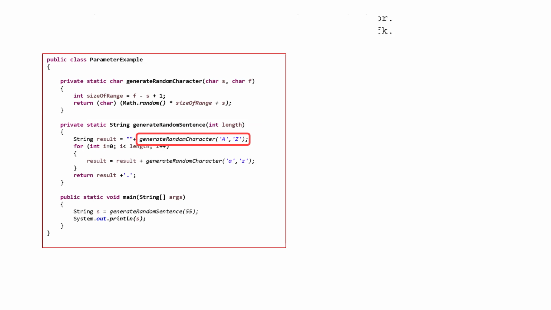Well, when we call that passing capital A and capital Z in, that's going to generate a random character between capital A and capital Z. So we're going to get some random capital letter. And when it passes in the lowercase a and the lowercase z, we're going to get a random lowercase letter. Okay, so it'll generate a sentence.